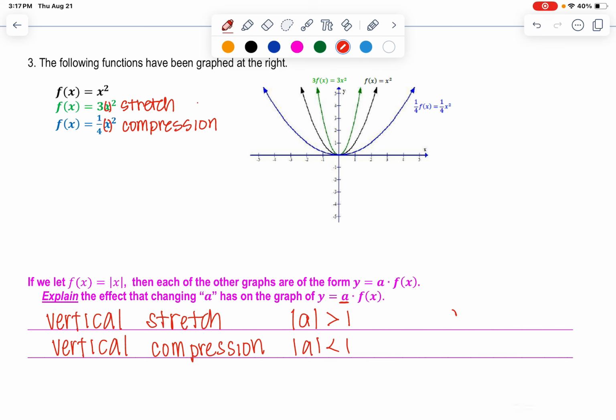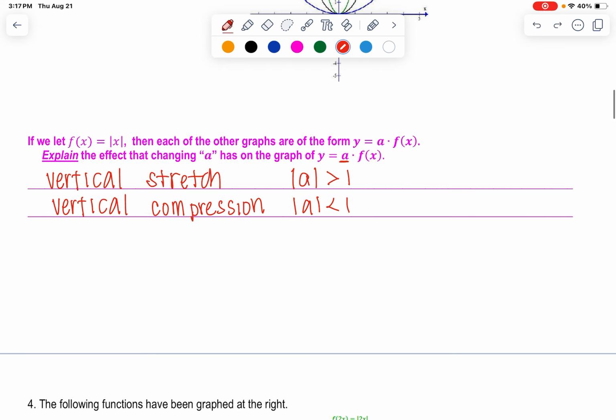And also A is a multiplier of Y, so when you're doing vector form, you would leave X alone because this has nothing to do with the horizontal, and then you would multiply Y times that A value.